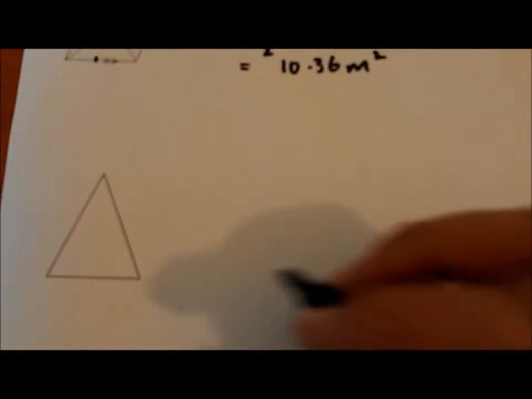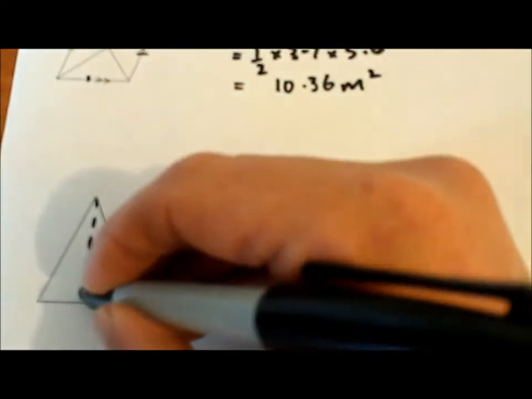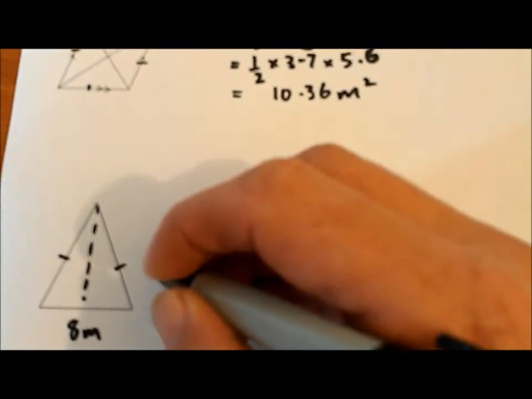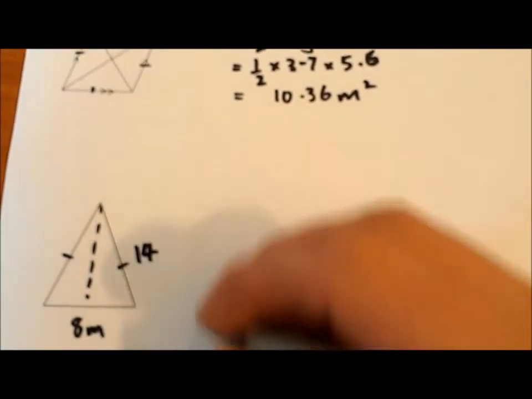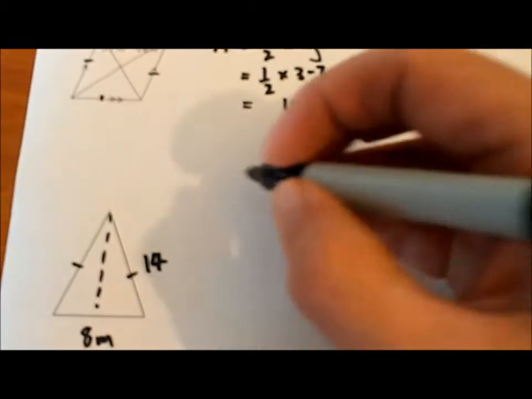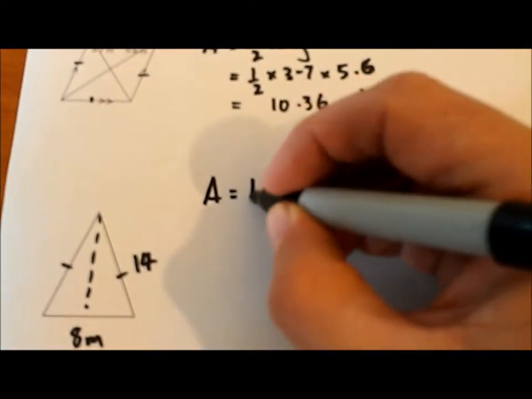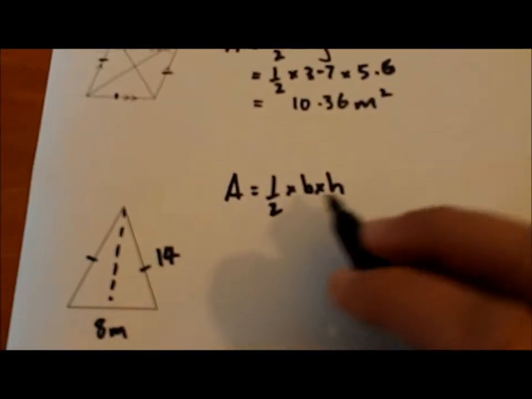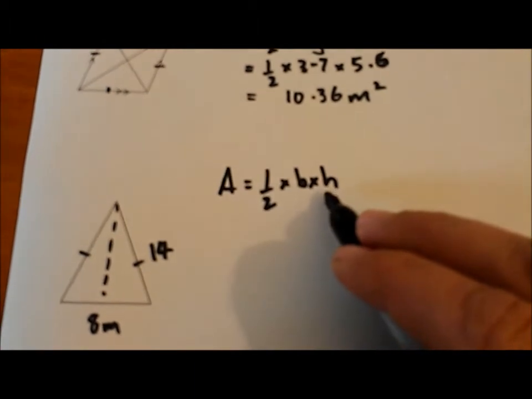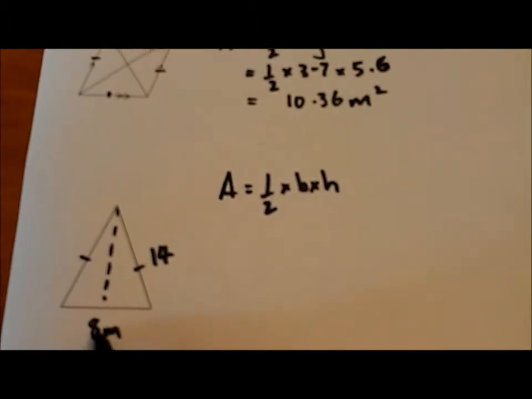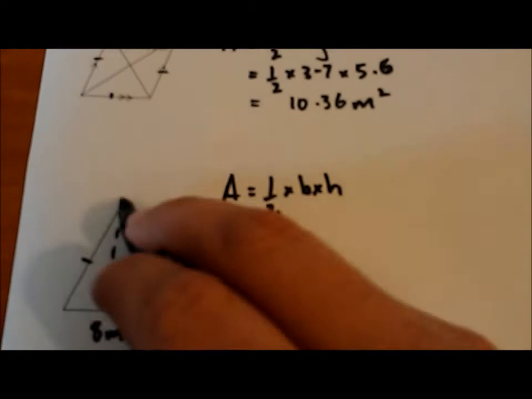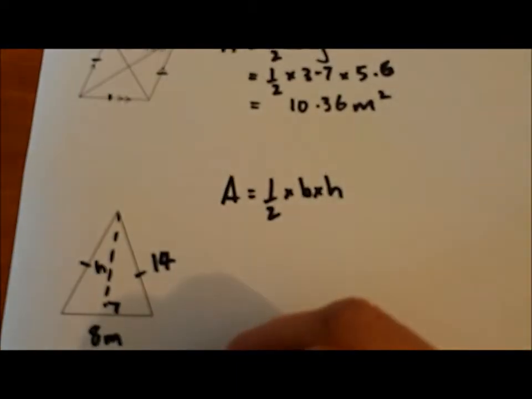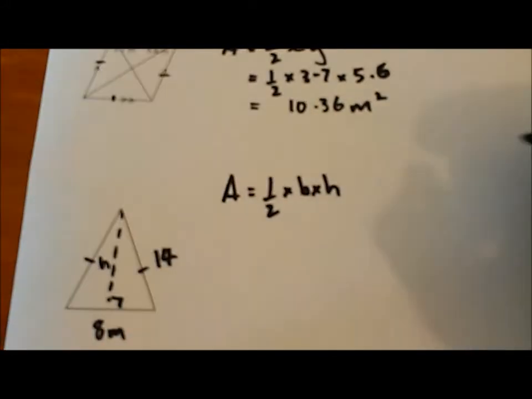Next shape I've got down here is a triangle, so let's add a few details to it. Let's say the base of this triangle is 8 metres, isosceles triangle with a slant height of 14. So I say it's a triangle, I go for the formula, area is a half times base times height, and anytime I'm talking about base and height, they have to be perpendicular to each other. So I have a base of 8 here, but my height's not perpendicular. So first I need to work out the height of this triangle, and I can do that using Pythagoras' theorem.